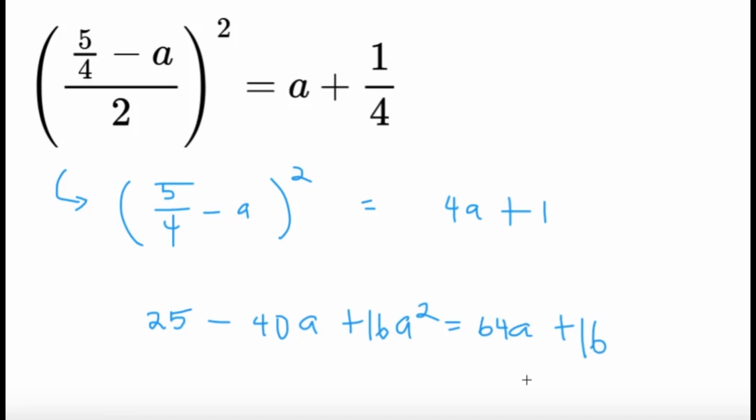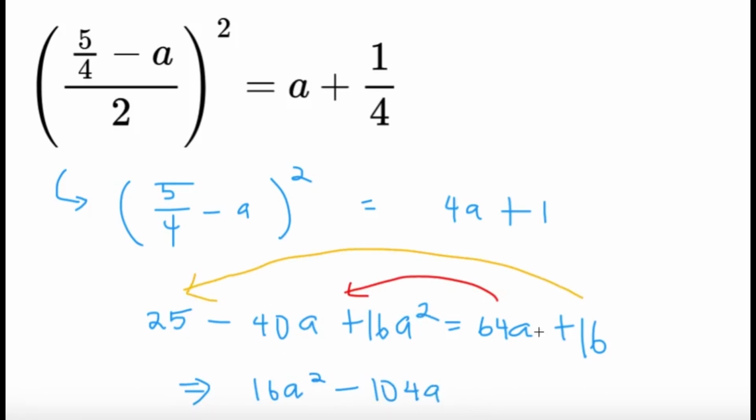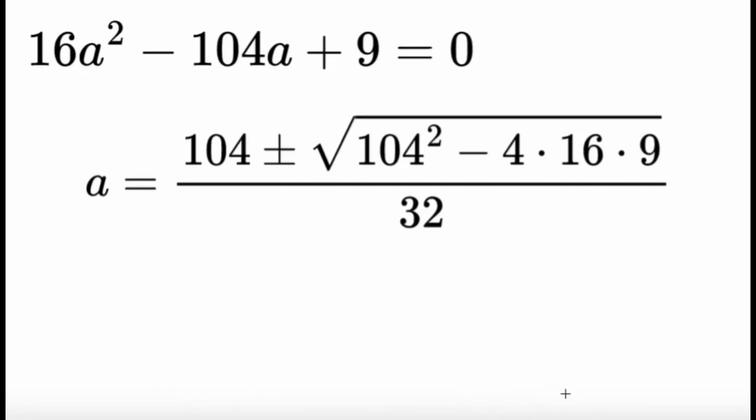And if we put everything into one side, we're going to get 16a squared. The 64 moving to the other side. So negative 40 minus 64, that's going to give us negative 104a. And then the 25 minus 16, that's going to give us just positive 9. So this will be the quadratic that we are going to solve.